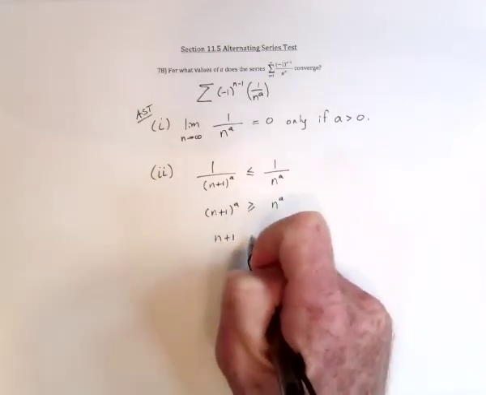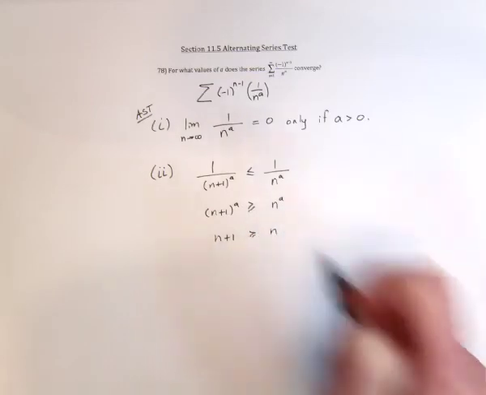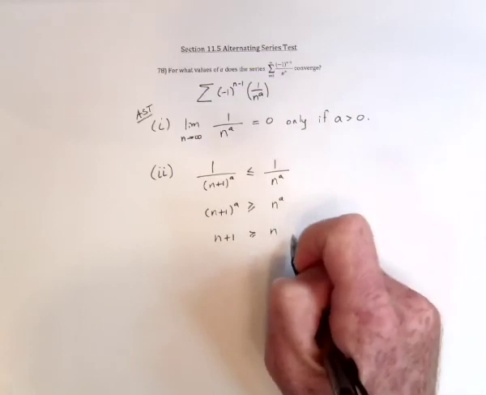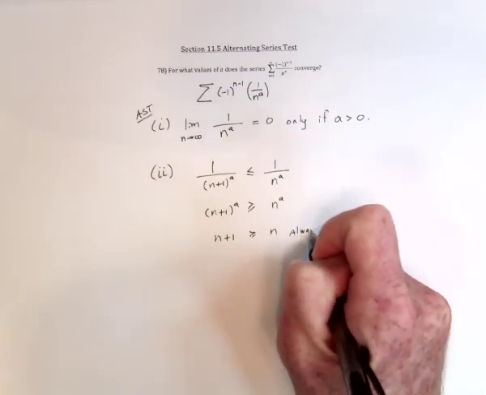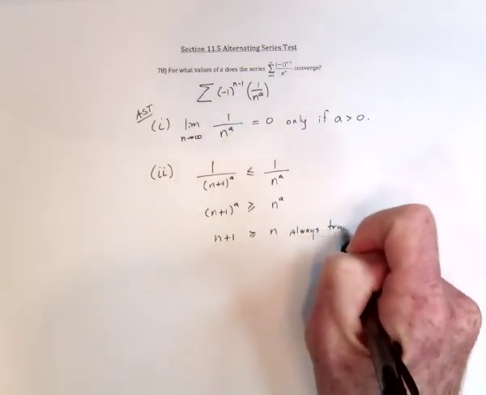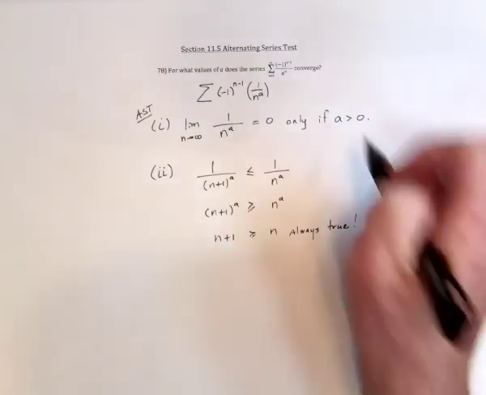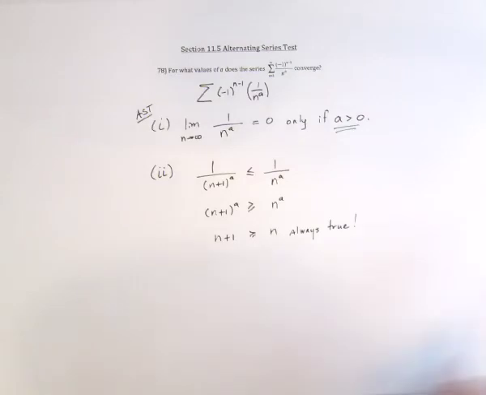And then, when is n plus 1 bigger than n? Well, if you add 1 to something, that makes it bigger. So that's always true. And so it passes that. So the real restriction is that a has to be positive.